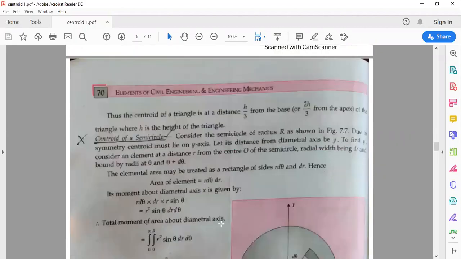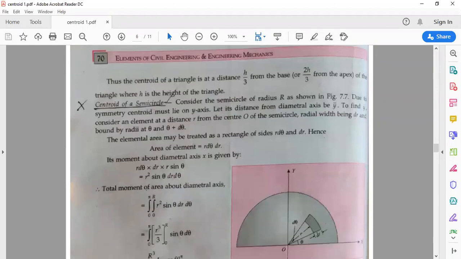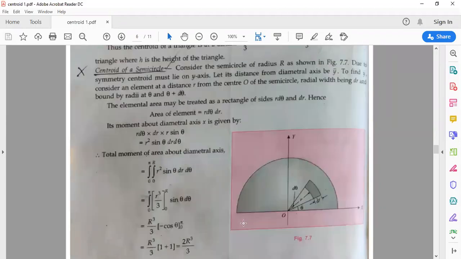Semicircle is another simple geometrical shape, half of the circle. For a circle, you know, the centroid lies at the center of the circle. In case it is in the form of a semicircle, where does the centroid lie? The x-axis is taken passing through its diametral axis, and the y-axis exactly at the center.